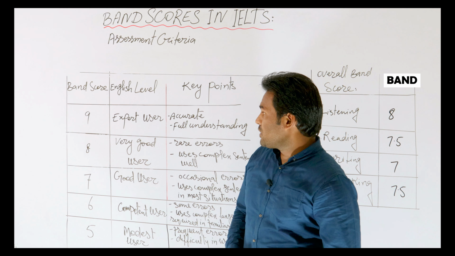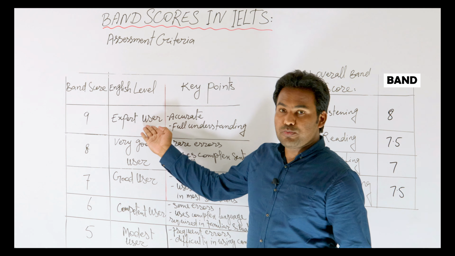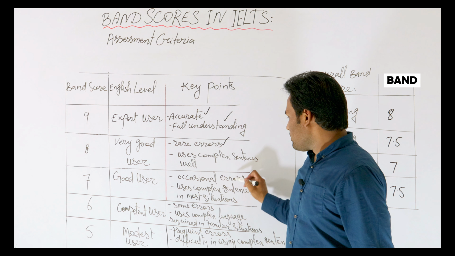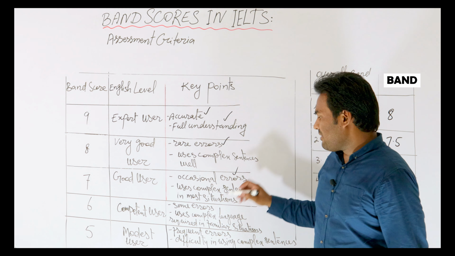And if you are gaining 9 bands, you are considered an expert user of English because you use your words and sentences accurately, both in speaking and writing, and have full understanding of language. And for 8, a very good user, rare errors and can use complex sentences easily. And who can gain 7, he is a good user, and there are occasional errors in his language. He uses complex sentences in most situations.